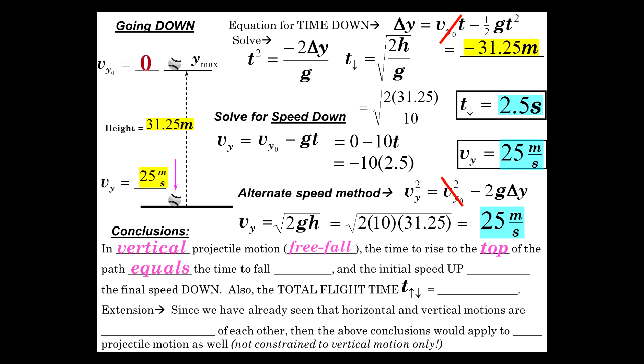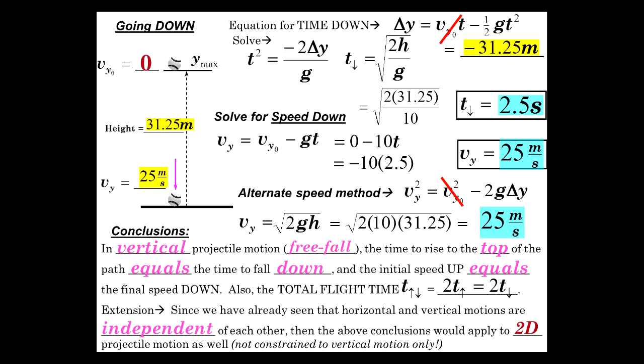The time to rise to the top of the path equals the time to fall down. The initial speed up equals the final speed down. Also the total flight time, time up and down, is twice the up time or twice the down time. They're both the same, and if you add one to the other, you get the up-down time. So that's something to keep in mind as well. Now, we've already seen that the horizontal and vertical motions are independent of each other.